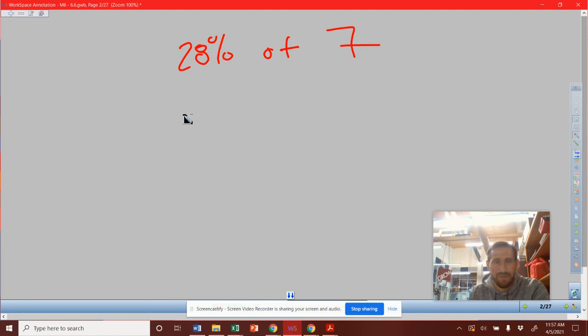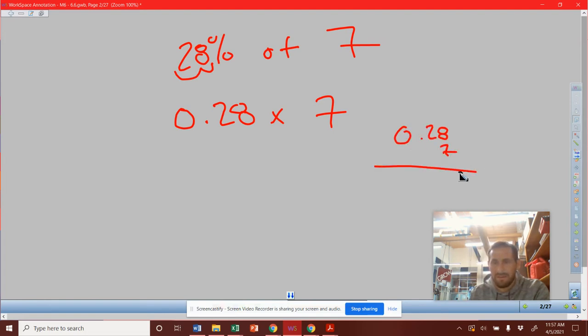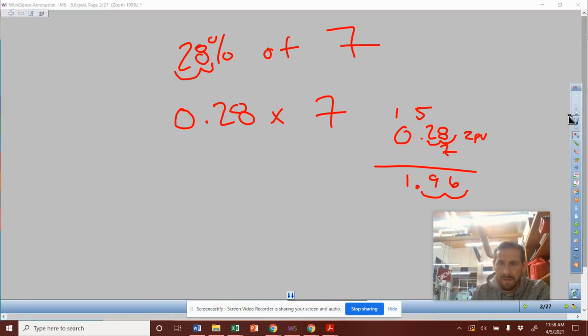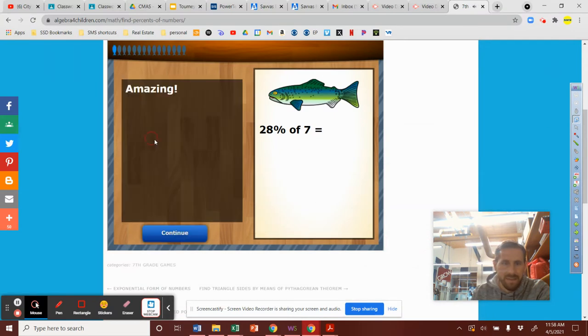You have to take the 28%, turn it into a decimal. So we're taking the decimal where it is and moving it 2 spaces. And the word of means multiply by 7. So we are going to stack these: 0.28 times 7. 7 times 8 is 56. 7 times 2 is 14, plus that 5 is 19, so I can carry the 1. 7 times 0 is 0, plus that 1. And then I've got 2 decimal places, so I bring those 2 decimal places down into my answer. It's 1.96.